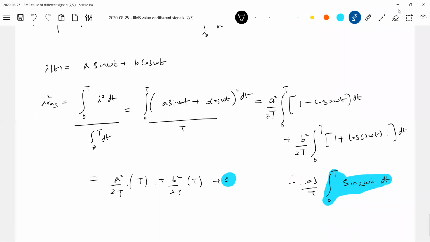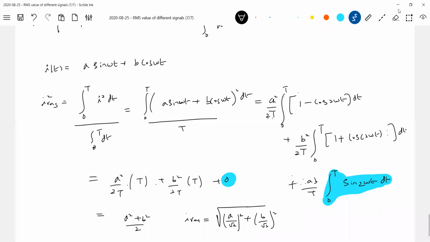Now you should be fast enough in exams. Straight away, don't go for all the step simplification. So it is a square plus b square by 2. What is the RMS value? I'm writing in a very systematic way, so that I can generalize it. It is justified, the way I am writing it.